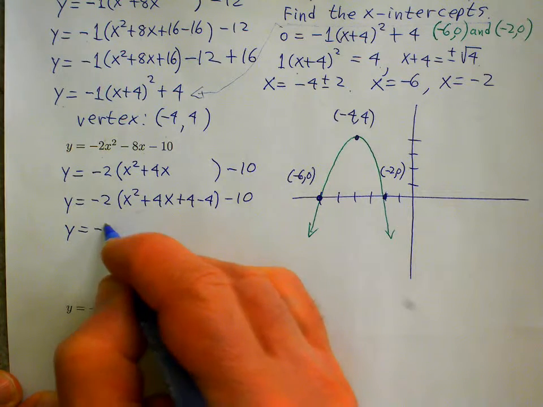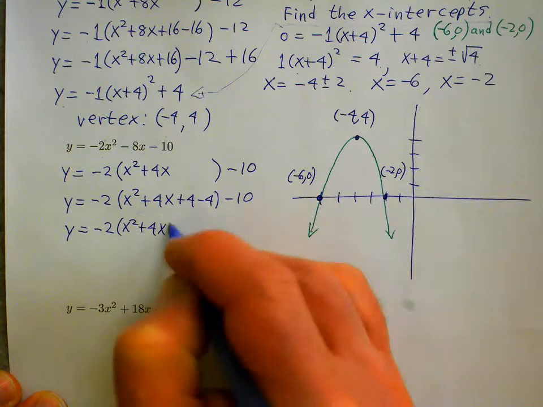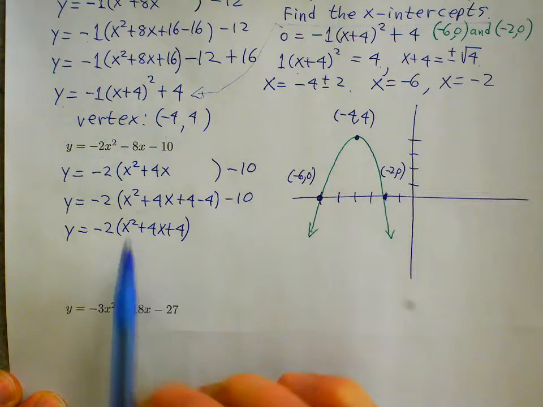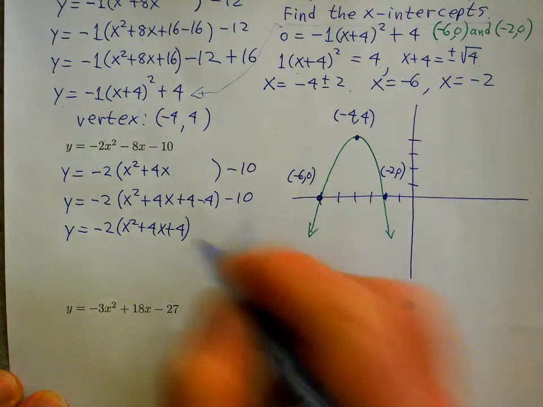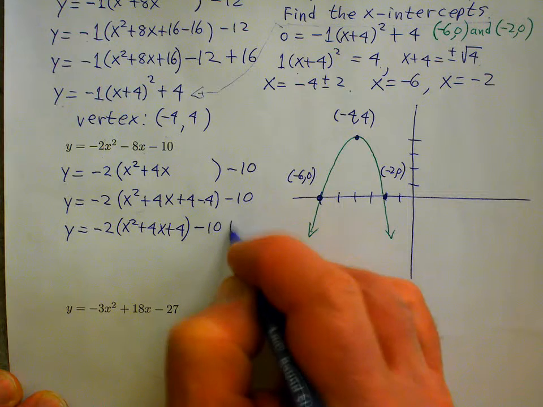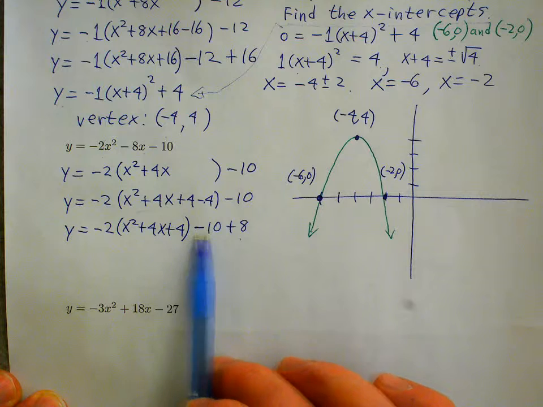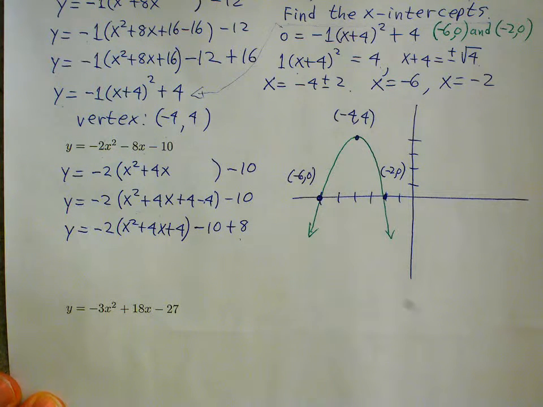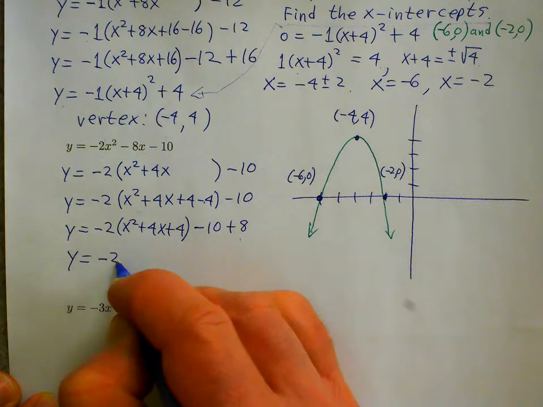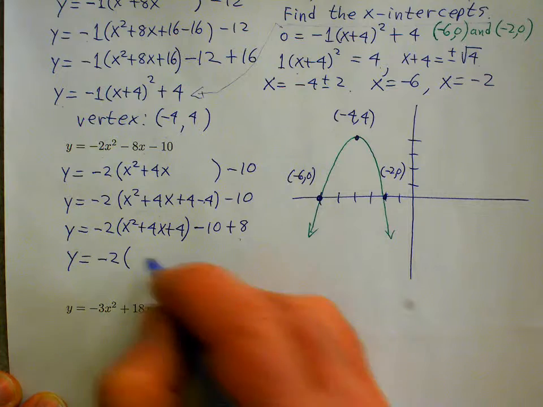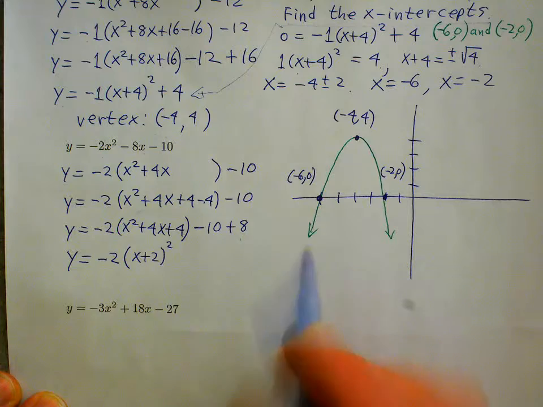Okay, in the next step, negative 2 times the perfect square trinomial, x squared plus 4x plus 4. And then negative 2 times negative 4 is positive 8. So we write a plus 8 on the outside of the parentheses that goes with the minus 10 that's already on the outside of the parentheses. And then the next step is the vertex form. Negative 2 times the binomial x plus 2 squared. And then minus 10 plus 8 is minus 2.